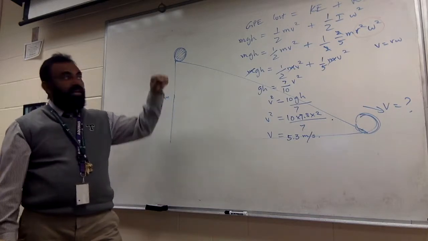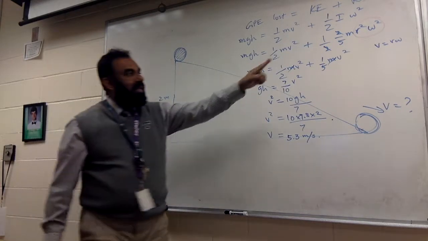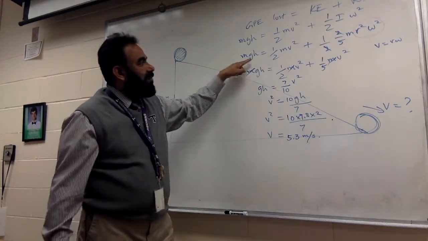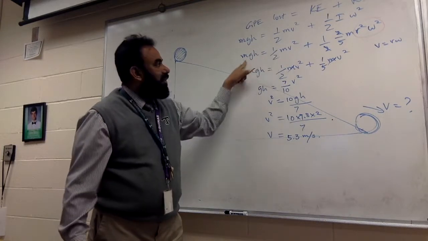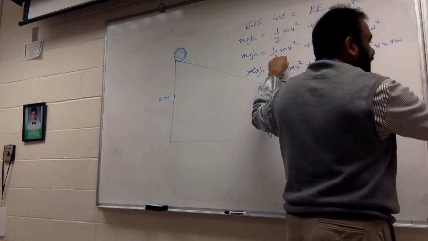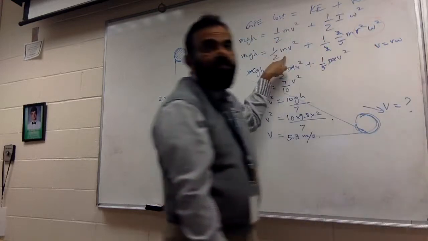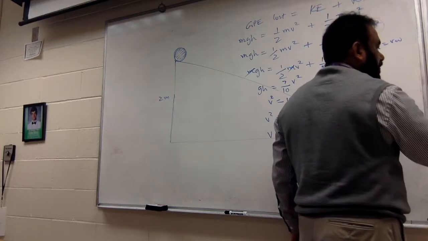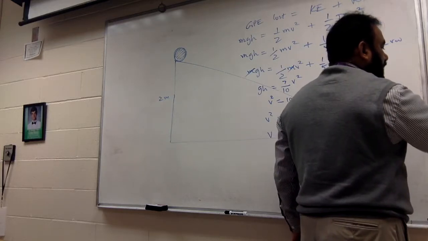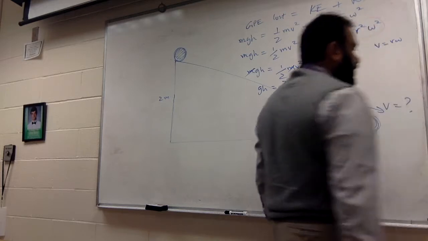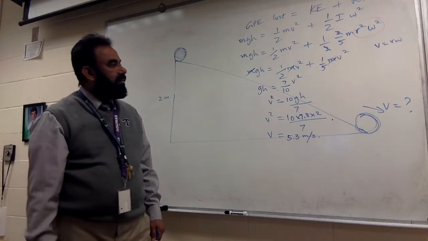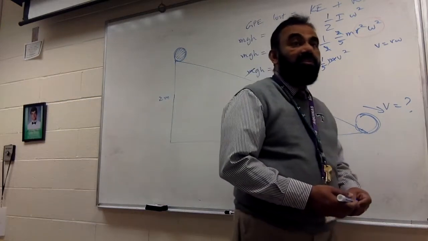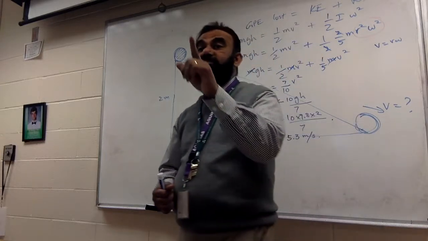What if it was not rolling and it was just slipping and going down? If it was slipping and going down, this whole thing is going to be out because no more rotation. Then what will happen? The equation is only this. Your equation is going to be v squared is equal to 2gh. And what is that? Tell me the answer for this then. 2 times 9.8 times 2. How much? 6 point something. That means it's going to go faster if it slips.